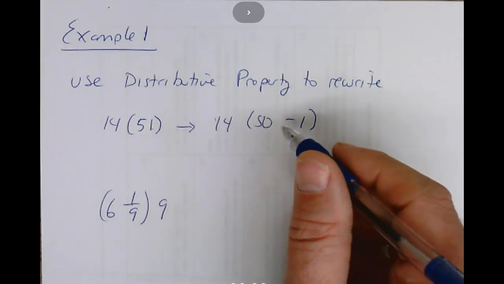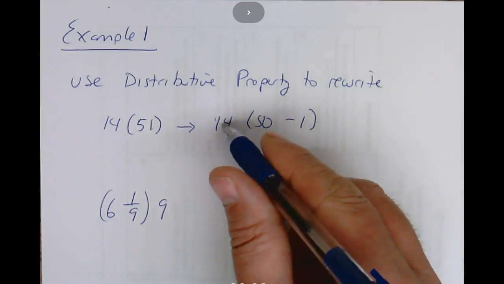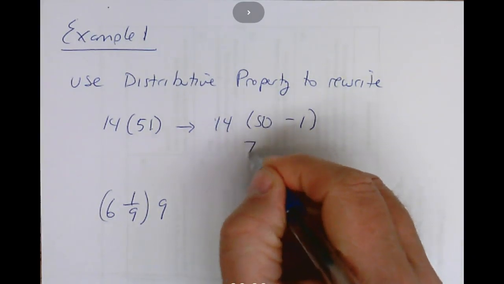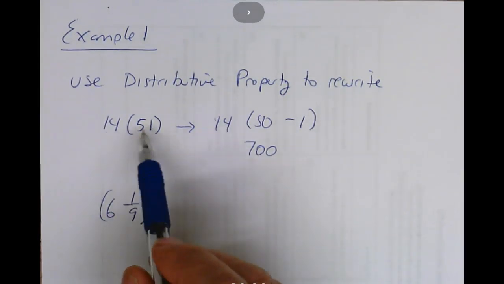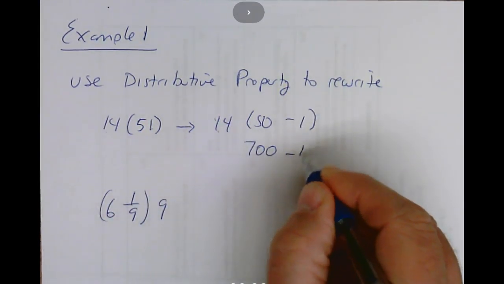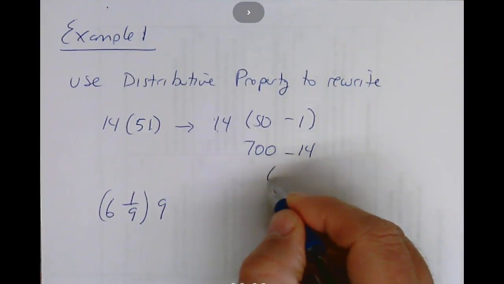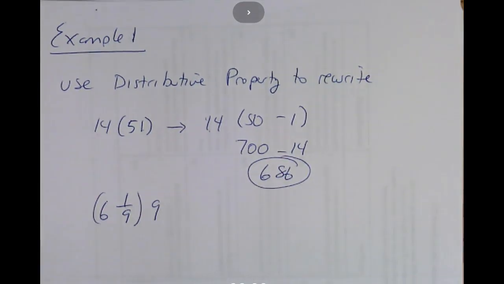14 times 50, and again, that's a little bit of a problem, right? So 50 times 10 is 500, plus another 200 would be 700. We could probably do that mental math. It's a little bit easier than doing the 51, and then plus 14, and we just do that math, and we get 686, and that would be our answer.